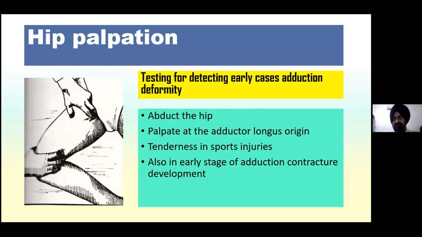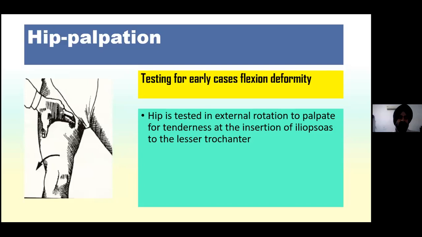also in early stages of adduction contracture development. Here, we are testing for the early flexion deformity. Hip is tested in external rotation to palpate for tenderness at the insertion of the iliopsoas on the lesser trochanter.